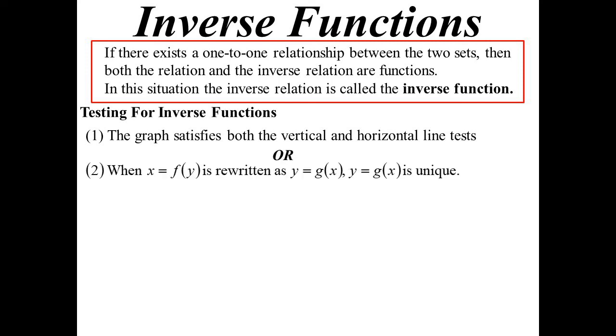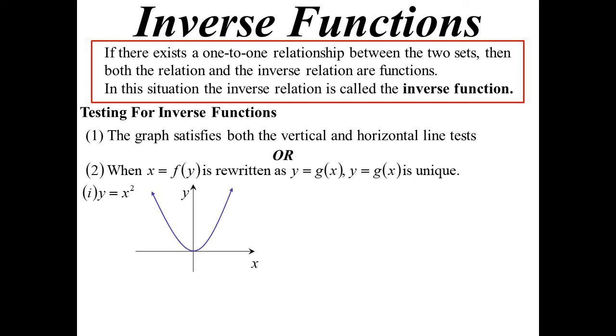Now, if you haven't got a picture, it comes down to rewriting it with y the subject. So swap the variables around like I did before. If what you end up with is unique, then it is an inverse function. Now what I ended up with before wasn't unique because I said plus or minus. So there were two possibilities, not unique.